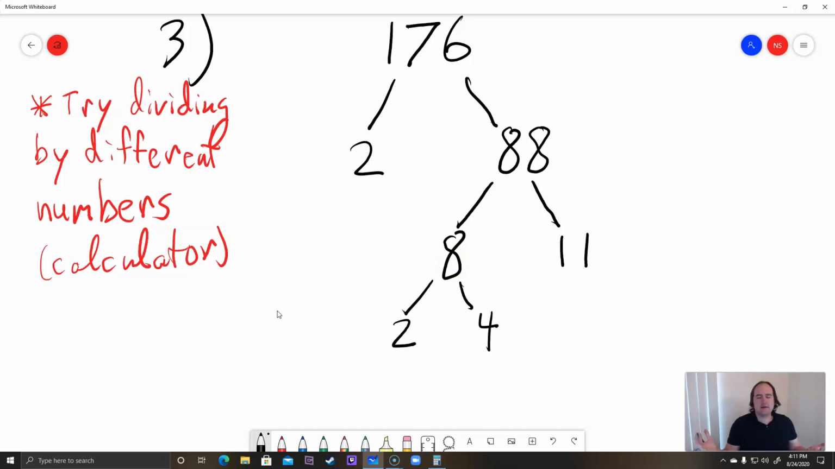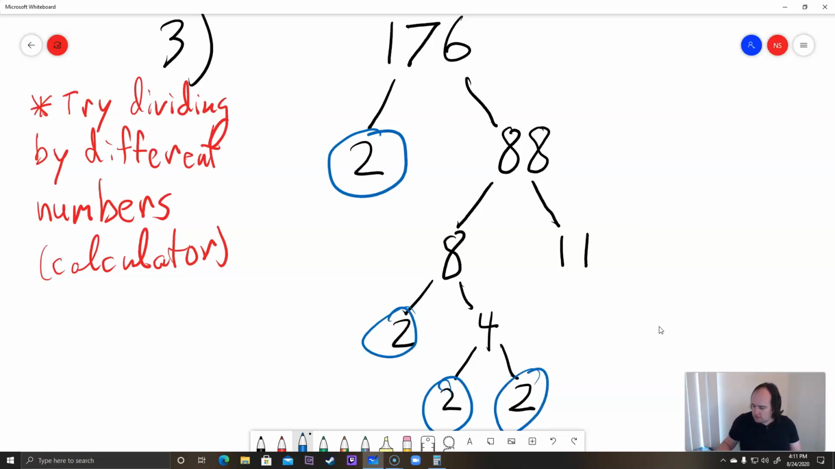And then are we done yet? Well, not quite. 4 is not a prime number, so we can still factor 4 as 2 and 2. So that's going to be our last step. Okay, so 4 is 2 and 2. And then once again, I like to circle all the primes. So the primes we have here are 2, 2, 2, 2, and then 11.